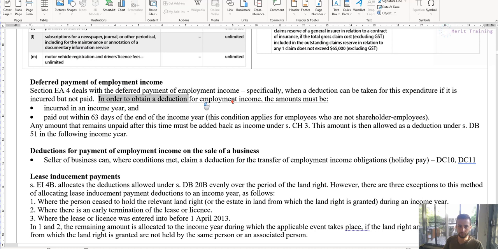So in order to obtain a deduction for employment income, a deduction can be taken for this expenditure if it is incurred but not paid. So in that situation, you're incurring the expense as a company, but you're not paying it yet. You can still have a deduction for this if it's paid in an income year and it's paid out within 63 days of the end of the income year. It's kind of like a prepayment expense.